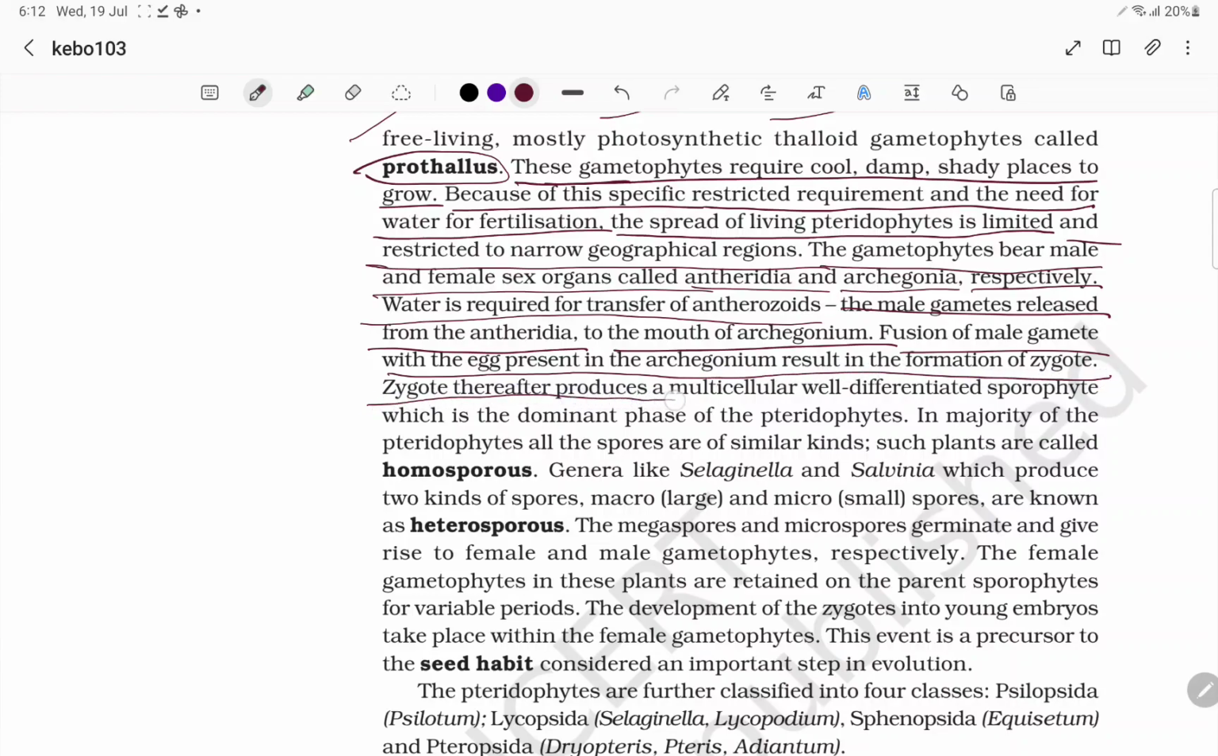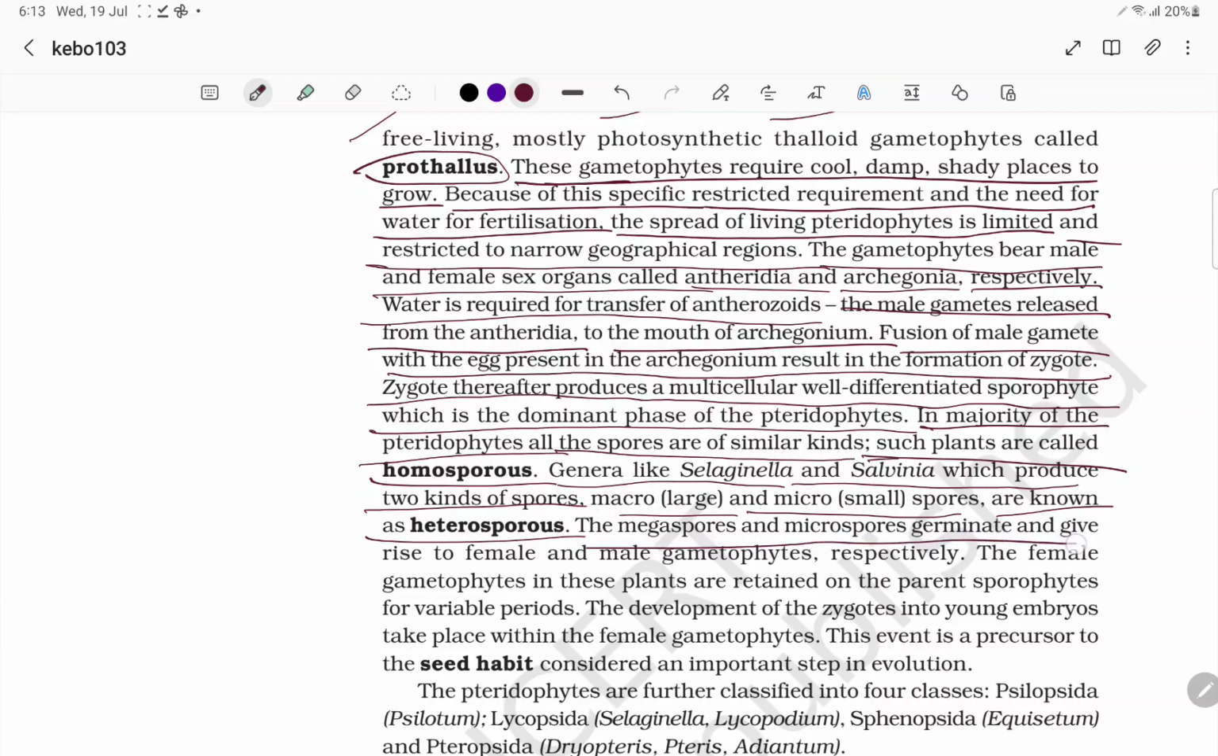The zygote thereafter produces a multicellular, well differentiated sporophyte, which is the dominant phase of pteridophytes. In the majority of pteridophytes, all the spores are of a similar kind. Such plants we call homosporous. Generally, Selaginella and Salvinia produce two kinds of spores, macrospores for female and microspores for male, and this is known as the heterosporous condition.